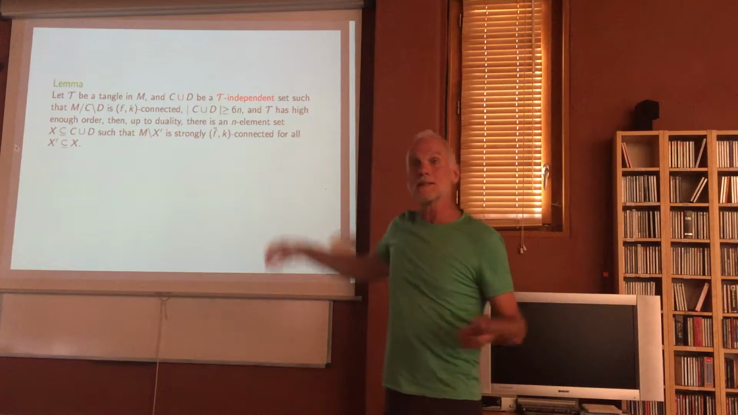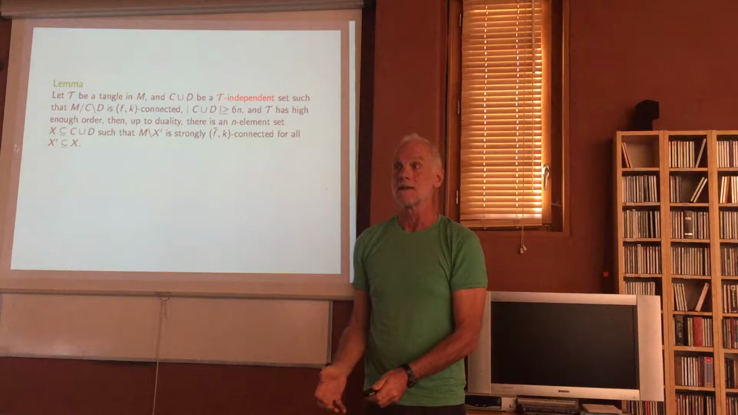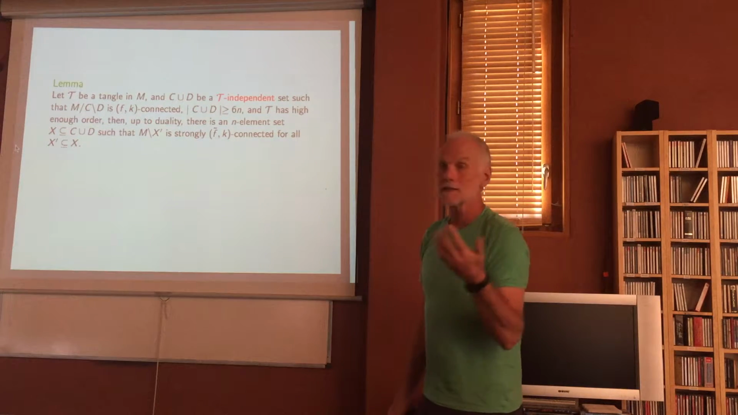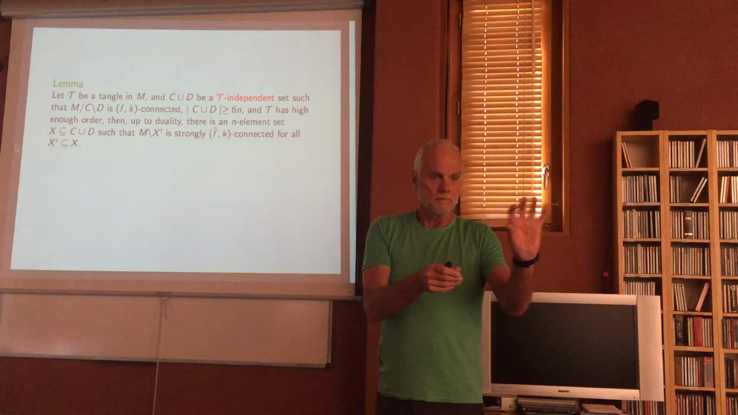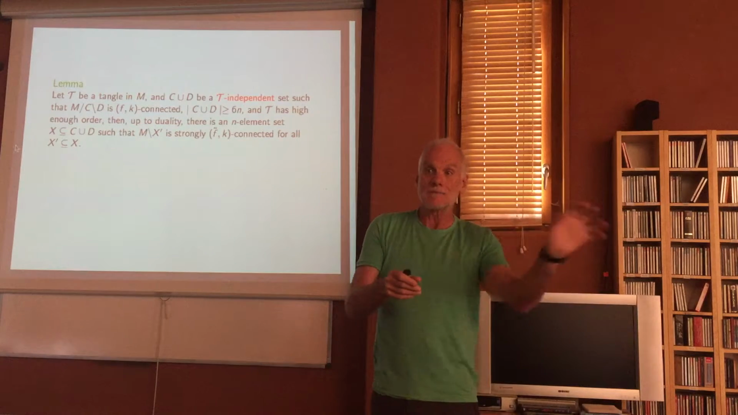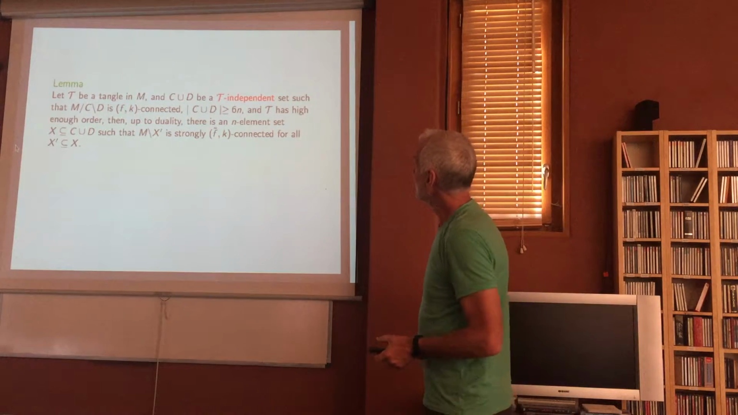Now, one reason why it's absolutely important to keep independence in the tangle is that I couldn't prove this lemma otherwise. So now I've found a whole bunch of elements to remove from my matroid, and I keep this FK connectivity. But what I want to do is find a large set to remove to keep this connectivity, a particular connectivity where I remove arbitrary subsets of it. And that's not the property that I have at the moment.